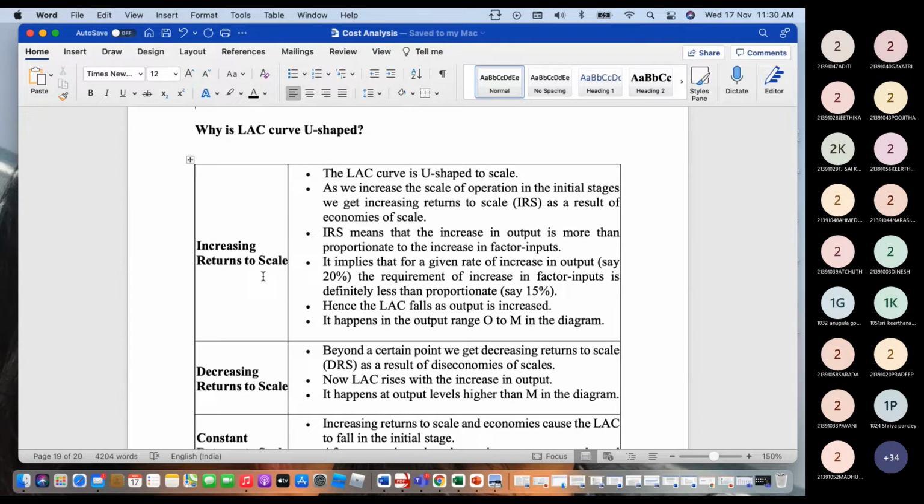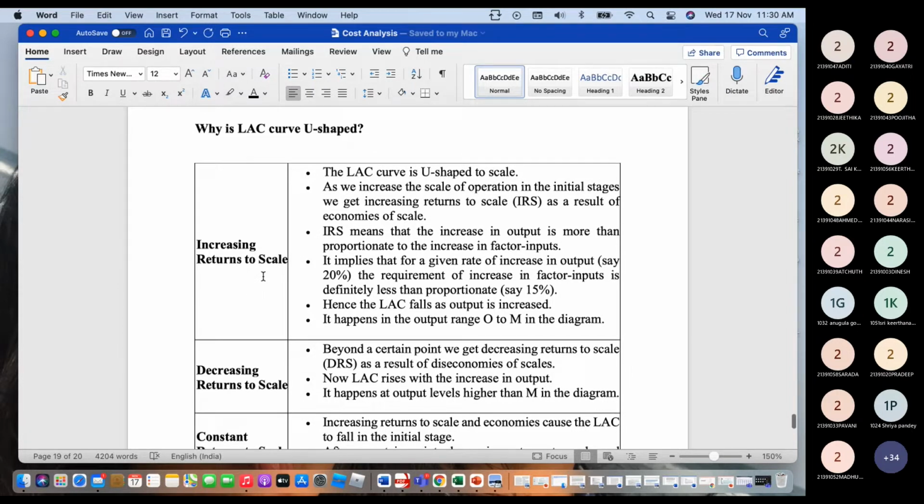Economies of scale are nothing but the advantages of long run production, the advantages of large scale production. Due to the advantages of large scale production, the returns are going to be higher, which means that the cost is going to decrease. So they are increasing the input by 10%, but when their output is increased by more than 10%, it means the returns are higher, which leads to the decrease in the cost of production.